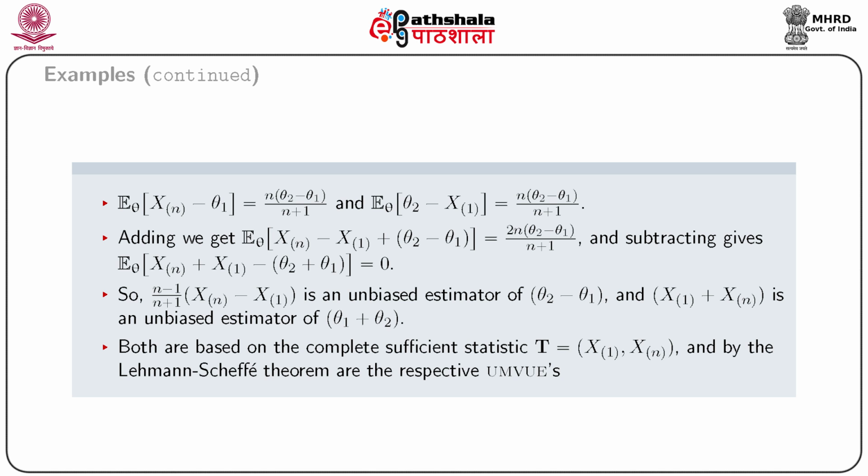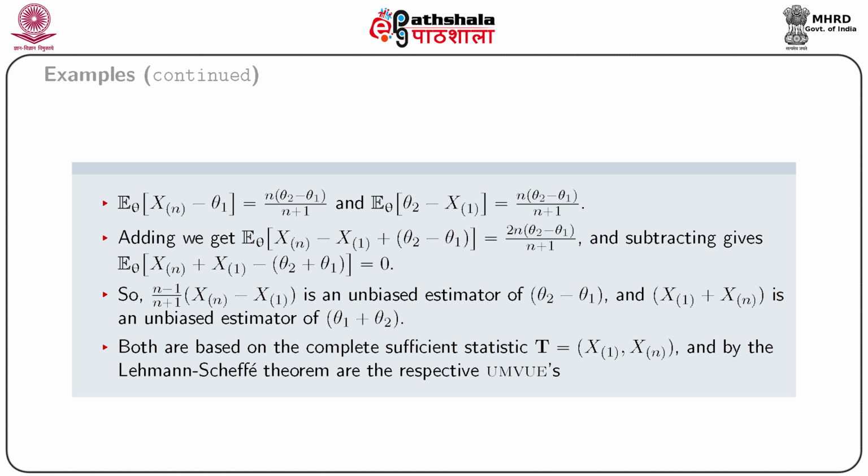Adding 1 and 2, we get expectation of X ordered n minus X ordered 1 plus theta 2 minus theta 1 is equal to 2 into n by (n plus 1) into (theta 2 minus theta 1), which implies expectation of X ordered n minus X ordered 1 is equal to (n minus 1) by (n plus 1) into (theta 2 minus theta 1), which implies expectation of (n plus 1) by (n minus 1) into (X ordered n minus X ordered 1) is equal to theta 2 minus theta 1.